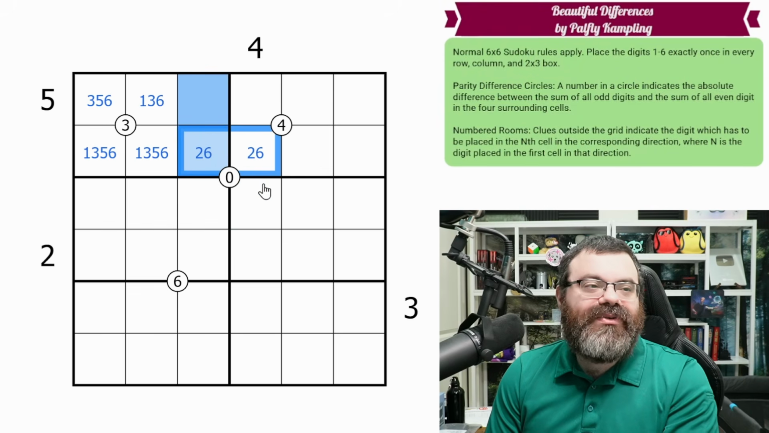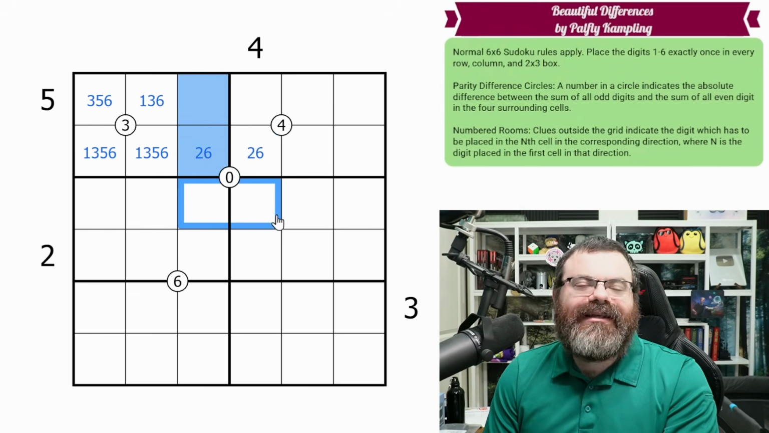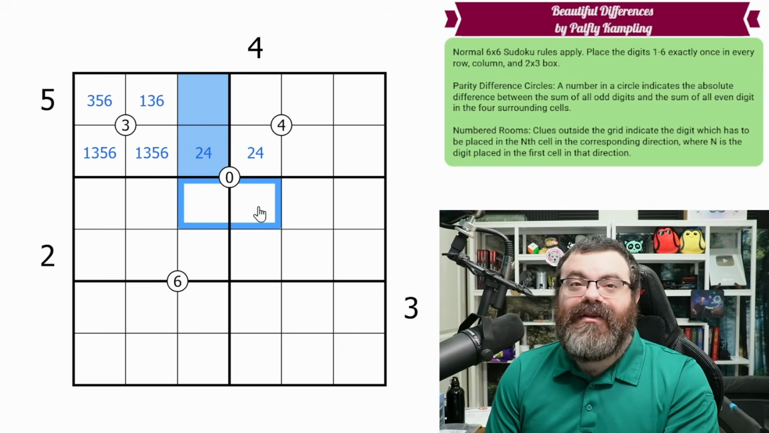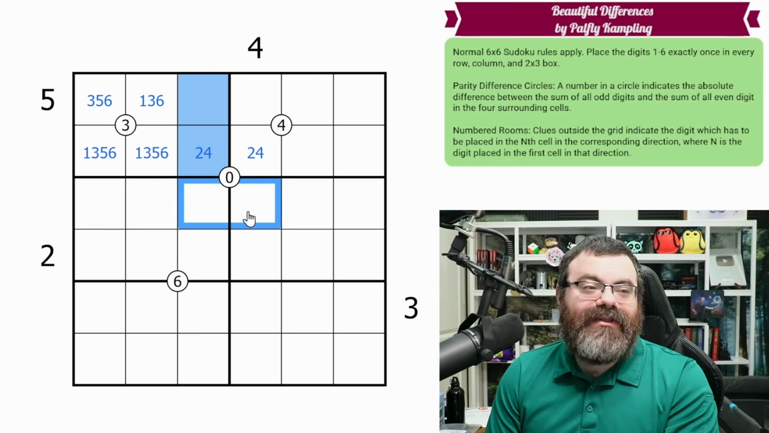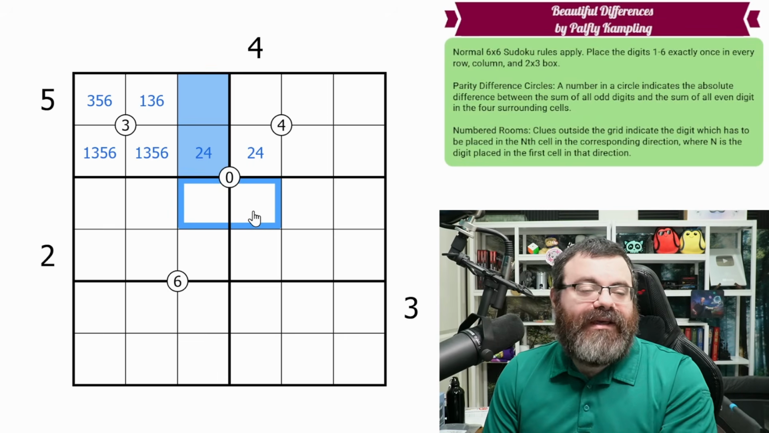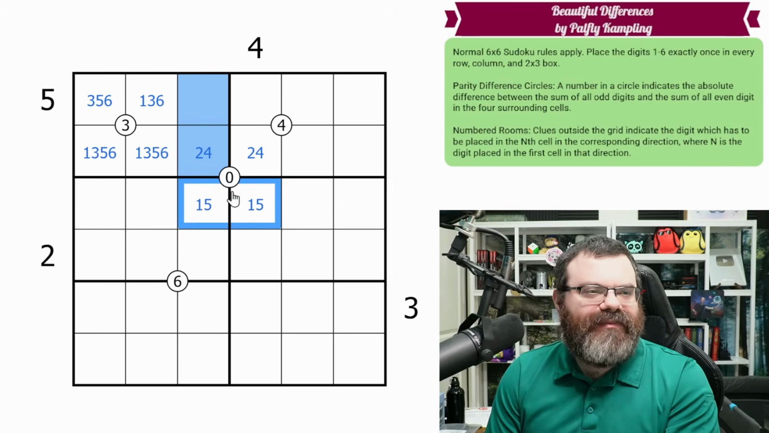Sorry, 2, 6. Should add 8, which would mean this would be 3, 5. So 2, 6, 3, 5 is a possibility. Or I could do 2, 4 adding to 6. I'm not going to be able to make 2 odds add to 6, because that would have to be 3, 3. No, 1, 5. Sorry, 1, 5 works. What am I talking about? So we could do 2, 4, 1, 5 also.